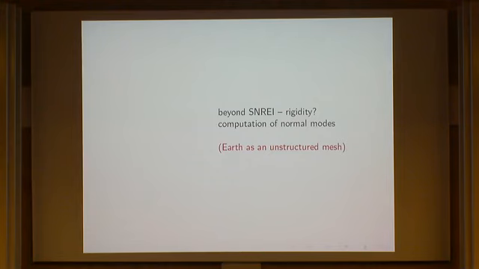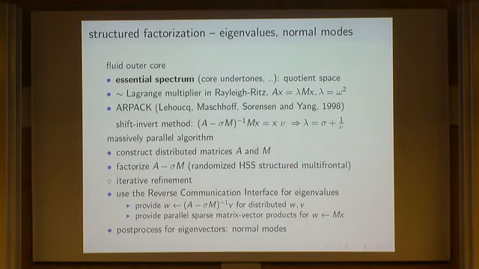So take the Earth and discretize the Earth in an unstructured tetrahedral mesh. We'll go in that direction as well, typically you might have up to 1 billion elements. Find the eigenvalues of a billion by billion matrix. How do you do that? So there are various projects on that, and let me just say a few words about it.